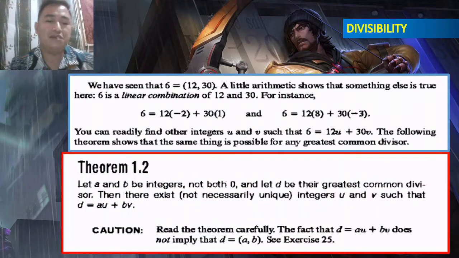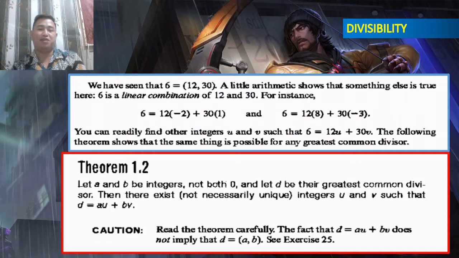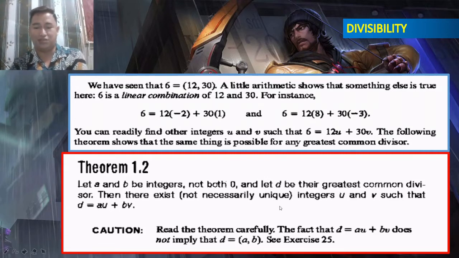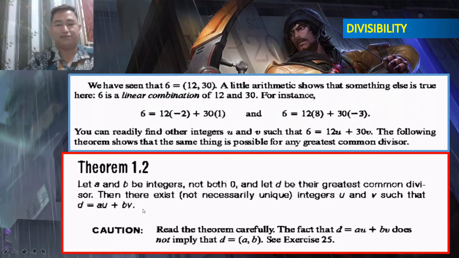Okay, Theorem 1.2. So, let A and B be integers, not both 0, and let D be the greatest common divisor. Then, there exist, not necessarily unique, integers U and V such that D is equal to AU plus BV. So, tara, maporma siya ng ani, no?